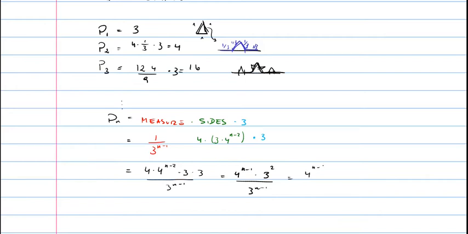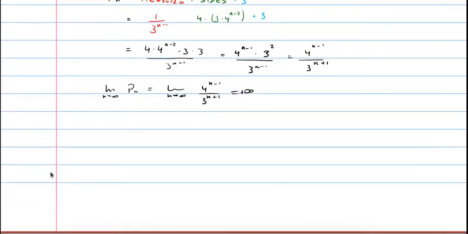We can write this as 4 to the n minus 1 divided by 3 to the n plus 1. And so it's clear that the limit when n tends to infinity of P sub n, that is, the limit when n tends to infinity of 4 to the n minus 1 divided by 3 to the n plus 1, is equal to infinity.